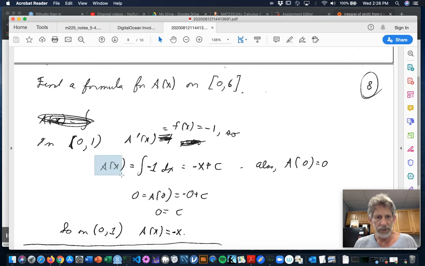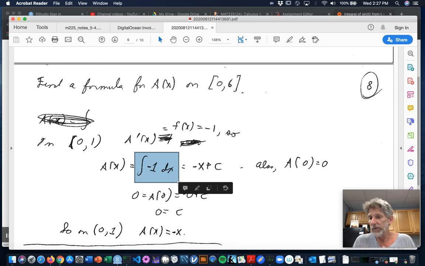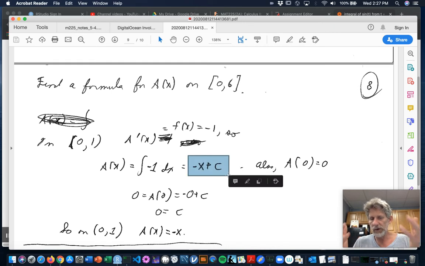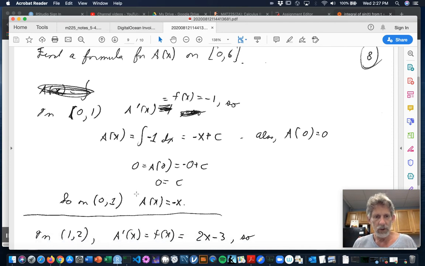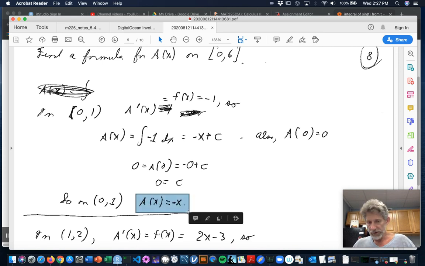So what could A of x be? It has to be one of the antiderivatives of -1. So it has to be a member of this family, -x plus an arbitrary constant c. And I know something as well: I know that A of 0 is 0. So if 0 is A of 0, and on the other hand it's what I get by plugging in 0 for x here, then c has to be 0 in order to capture the member of the antiderivative family that is capital A. So on 0 to 1, A of x is just -x.